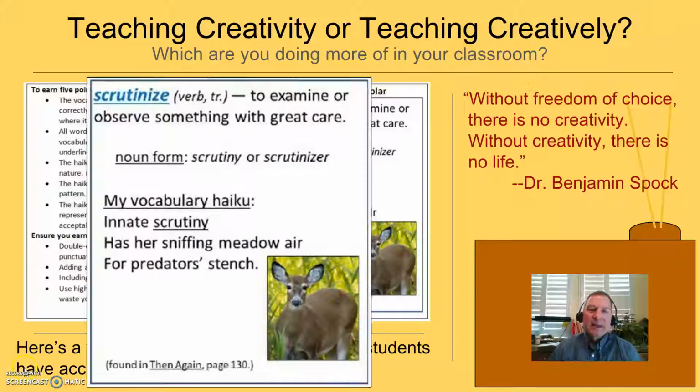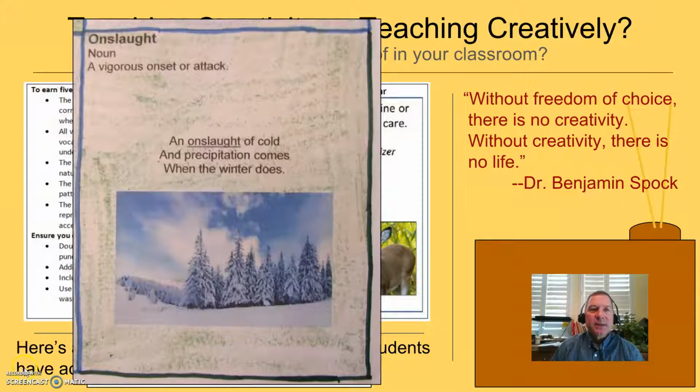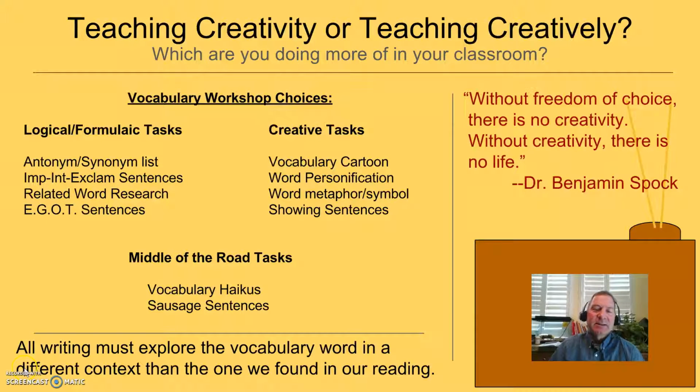And so my example is for scrutinize. And here is Matt's example for the word onslaught. Haikus, all right, short but formulaic. So these 10 activities come into play.